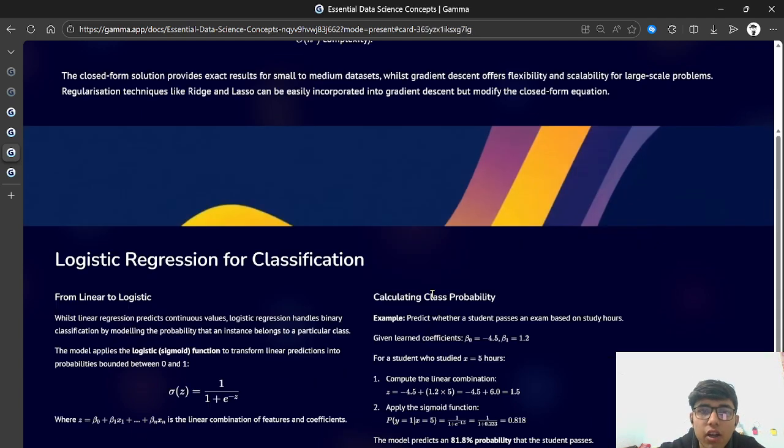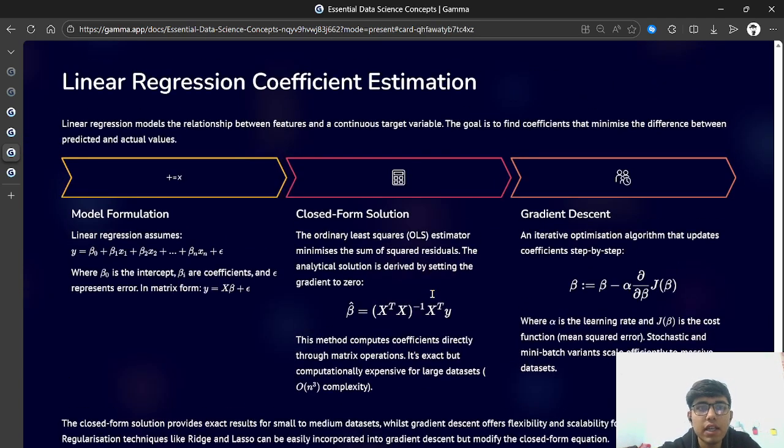So let's start. For the linear regression coefficient estimation, we know that linear regression seeks to model the relationship between input features and continuous output variables. Conceptually, it assumes that the target value can be expressed as the weighted sum of the features plus an intercept term and some irreducible error. So formally, the model assumes that y is equal to beta naught plus beta 1 x1 plus beta 2 x2 plus and so on till beta n xn and some irreducible error eta.